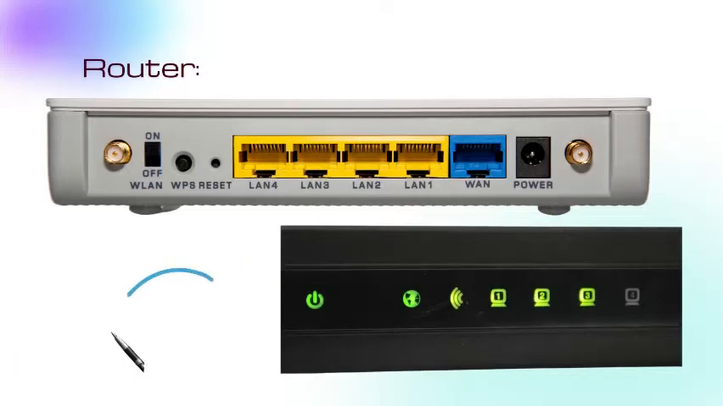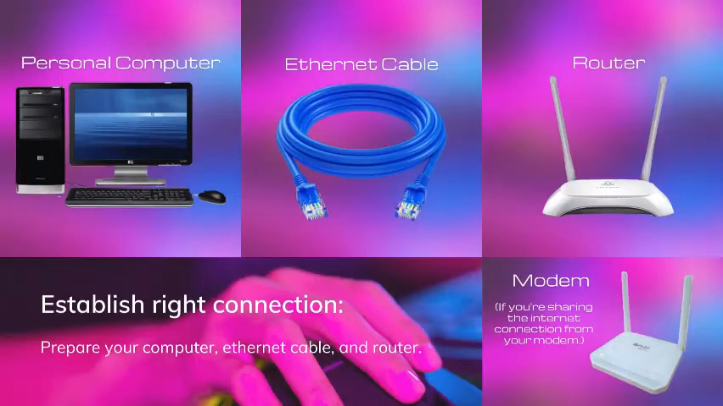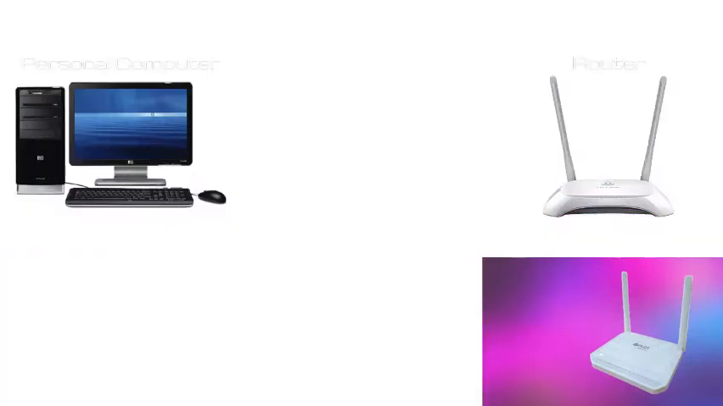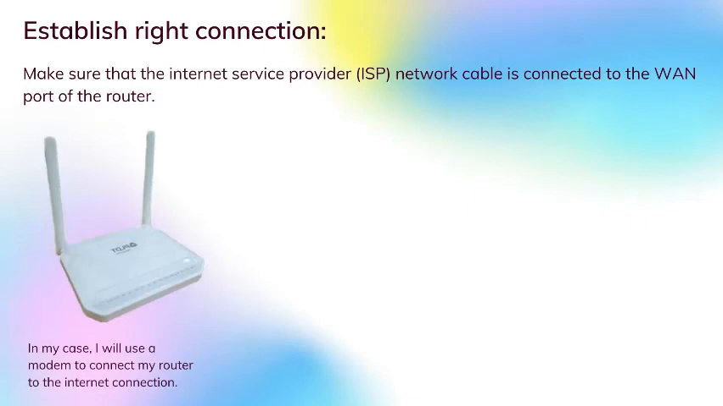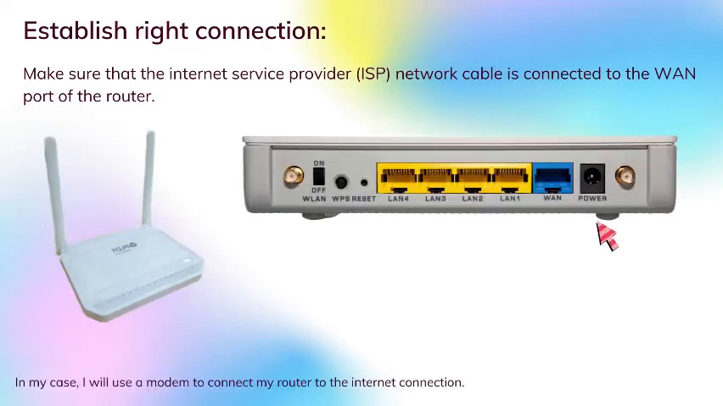Next, establish the right connection. Prepare your computer, Ethernet cable, and router. You will also be needing a modem if you are sharing the internet connection from your modem. Ensure that the internet service provider ISP network cable is connected to the router's WAN port. In my case, I will use a modem to connect my router to the internet connection. Get your Ethernet cable and plug one end of it into the WAN port of your router. After that, plug the other end of your Ethernet cable into your modem.